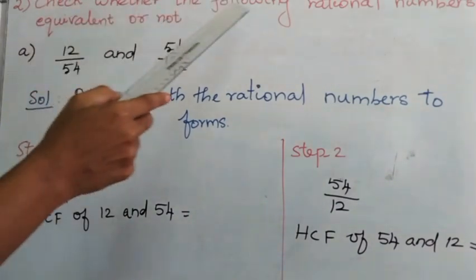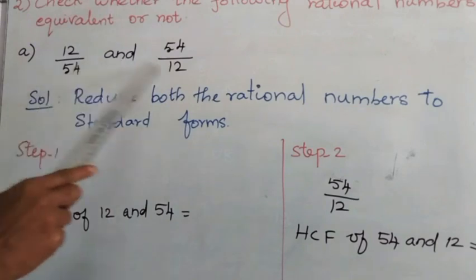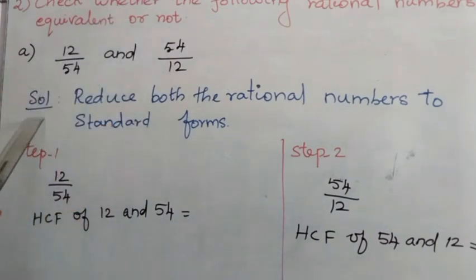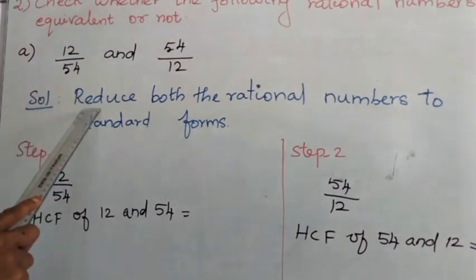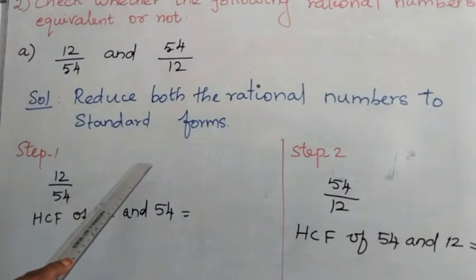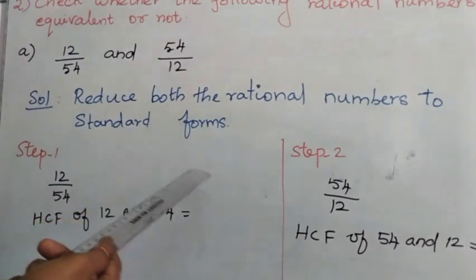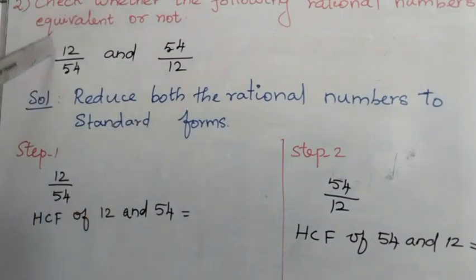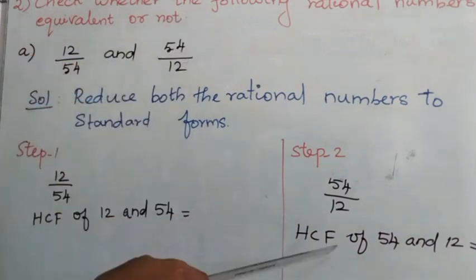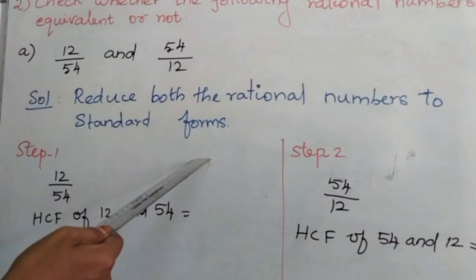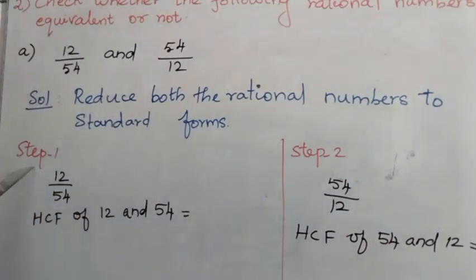Check whether the following rational numbers are equivalent or not. In the solution, first you have to reduce both rational numbers to the standard form. Yes, as in the previous sum, we have to do the standard form. Use the same method separately: do the first step for the first given rational number and the second step for the second rational number to reduce to the standard form.